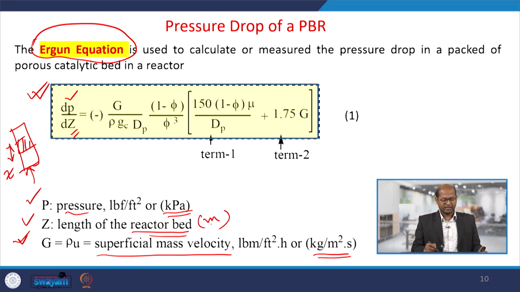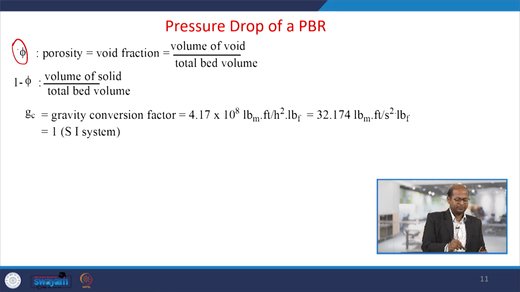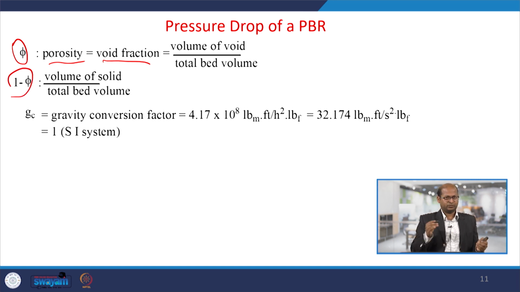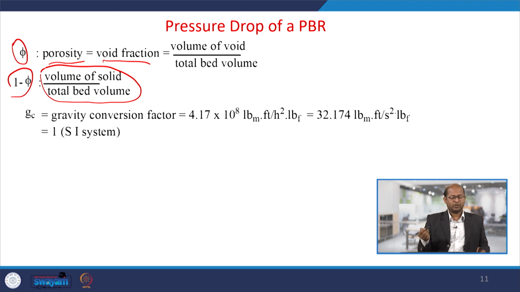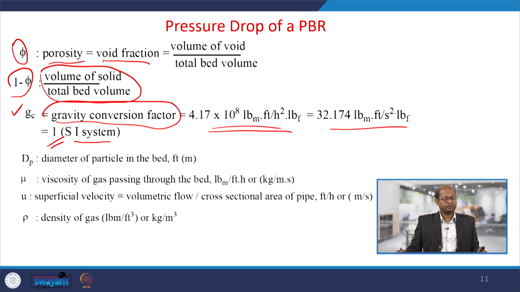There are other terms in that equation. Phi is the porosity, the void volume: the volume of the void relative to the total bed volume. Then 1 minus phi is the solid fraction: if we subtract the porosity or pore volume, that gives the solid volume relative to the total bed volume. Gc is the gravity conversion factor. For SI units we can use 1, and for other units, like FPS units, some other value, depending upon which unit we are using.